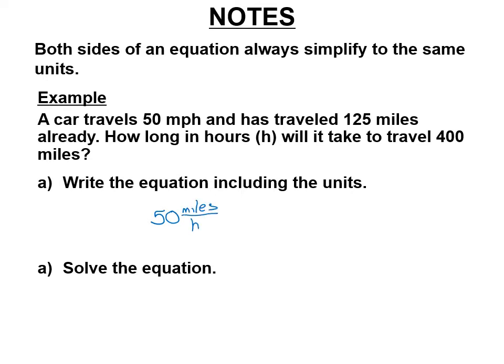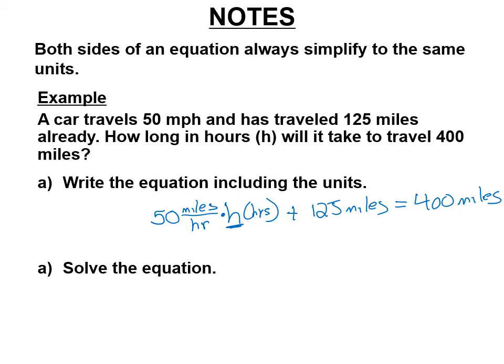50 miles per hour, right? So in 6th and 7th grade, you wrote miles per hour that way. That's our rate. Times the number of hours. So h for hours. That's the variable, and that's the units on hours, h for hours. And we're adding to that 125 miles. And it equals a total of 400 miles. So that's the equation with all the units written in, right?